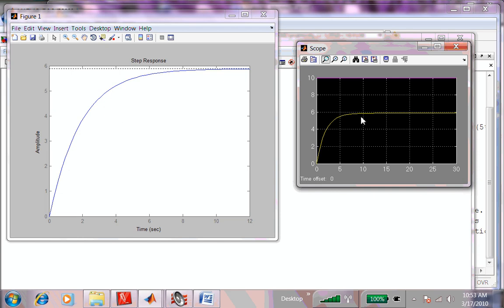One was obtained using an effective transfer function between the input and the output. Another was done by using Simulink, using individual blocks, but they are supposed to be exactly the same result. Any questions on those?